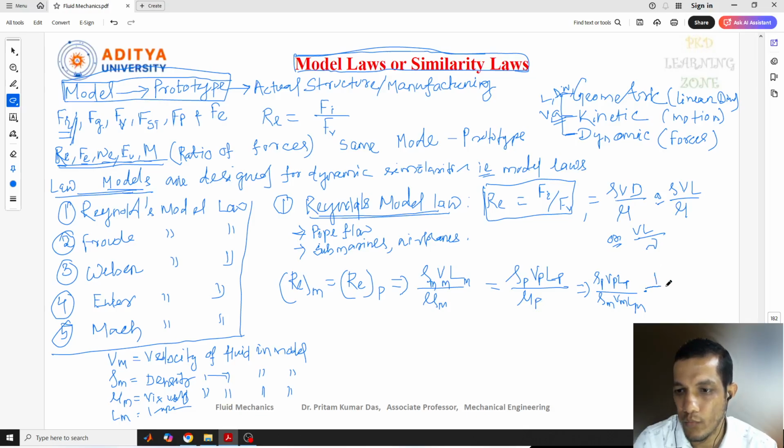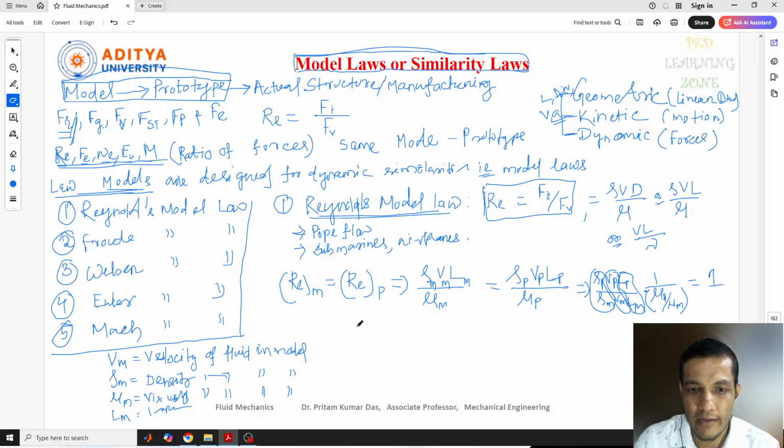So that one I can write as 1 by mu p divided by mu m. This equals 1. I'll tell you why I have written it in this form, because I want to convert all this terminology in terms of ratios. Previously we have already discussed the ratio. That is nothing but the scale ratio for density. And now see, this is one ratio, this is one ratio, and this is one ratio. So all these things I'll tell.